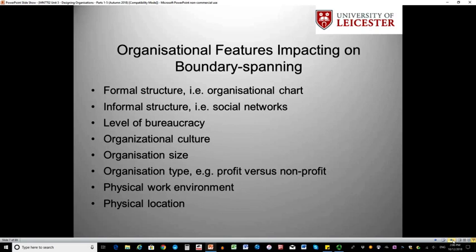Organisation type can have an impact on boundary spanning activity, and I'll make a particular distinction here between private sector or profit type organisations and non-profit, such as the public sector or charity sector. And what we've seen, if we compare a private sector organisation with a university, is that in the university sector most of my communications, for example in the area of my research of innovation, are with individuals from outside of the university.